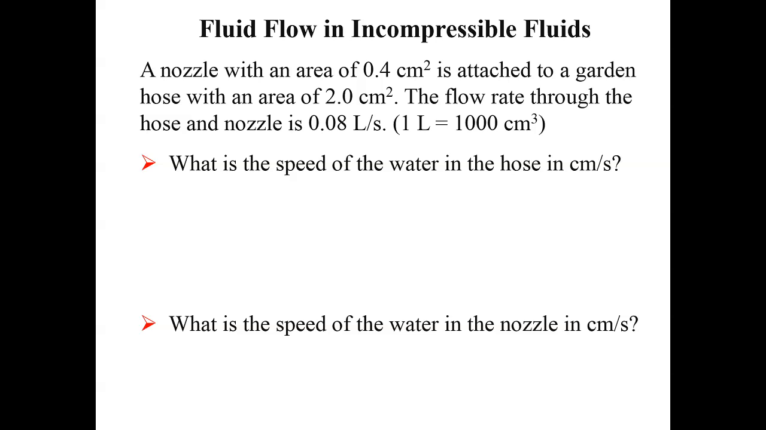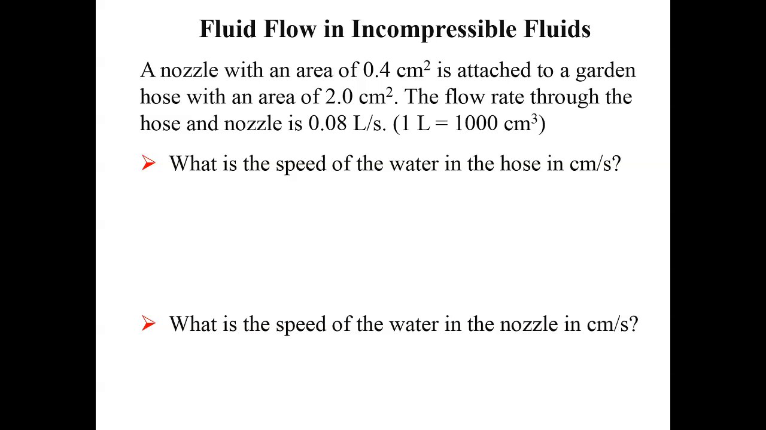Okay, so we have a problem to do here. A nozzle with an area of 0.4 centimeters squared is attached to a garden hose with an area of 2 centimeters squared. The flow rate through the hose and the nozzle is 0.08 liters per second, and 1 liter is equal to 1,000 cubic centimeters. We want to know what is the velocity through the hose.